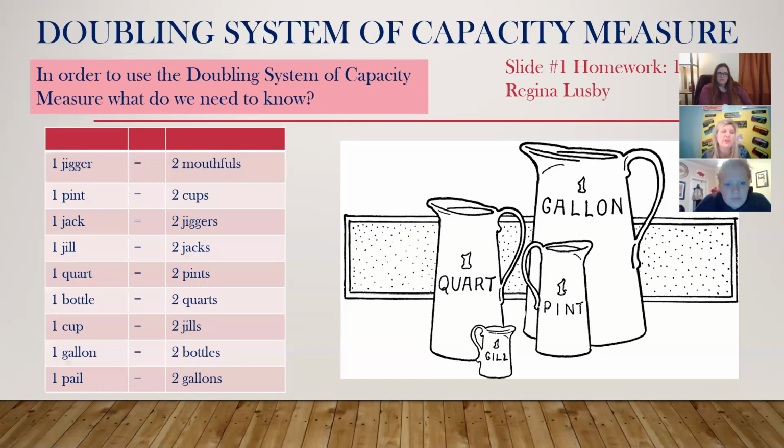So if it was 1 jigger, that equals 2 mouthfuls. 1 pint equals 2 cups. 1 jack is the same as 2 jiggers. 1 gill is 2 jacks. 1 quart is 2 pints. 1 bottle equals 2 quarts. 1 cup equals 2 gills. 1 gallon would be 2 bottles, and 1 pail equals 2 gallons. And so you could just use that chart and then look at the information that you are asking for to help you figure those out.